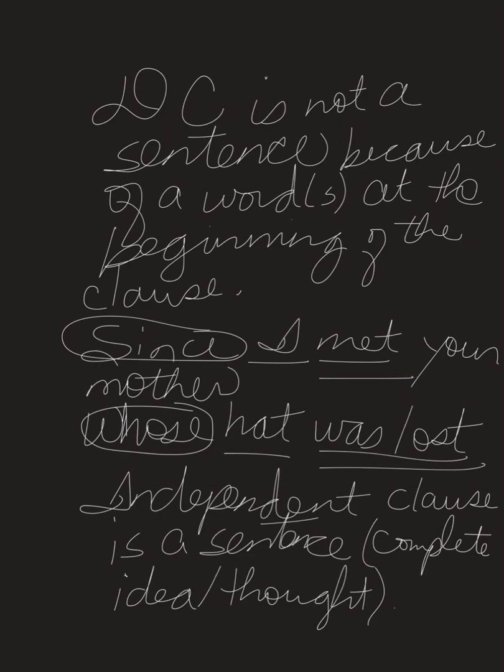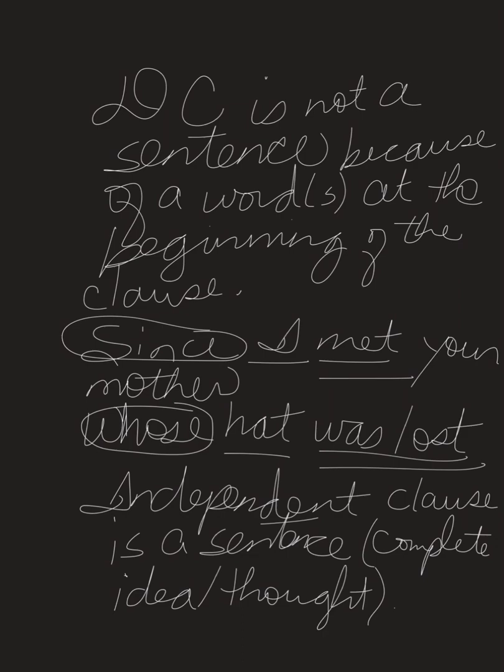Okay, here are a couple of examples. Since I met your mother. All right, you do have a subject, I, you do have a verb, met, and you even have a direct object, but you have that little word at the beginning of the clause called since. Okay, the word is since. And that word makes this group a dependent clause rather than an independent one, because this group of words cannot stand alone. Therefore, it's dependent. Okay? In fact, if you read it aloud, you're going to hear that you're not done. Since I met your mother, what about it, right? Okay, so that's a dependent clause.